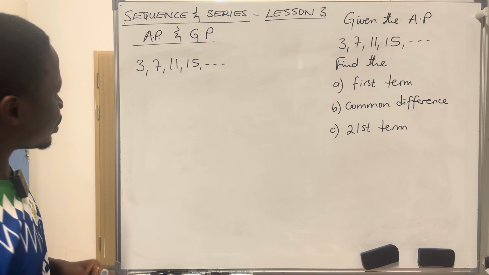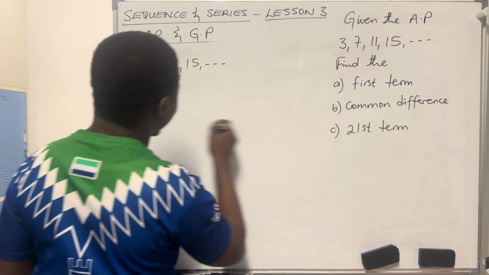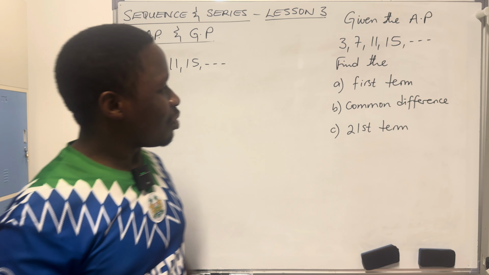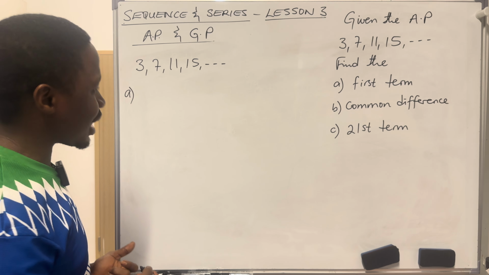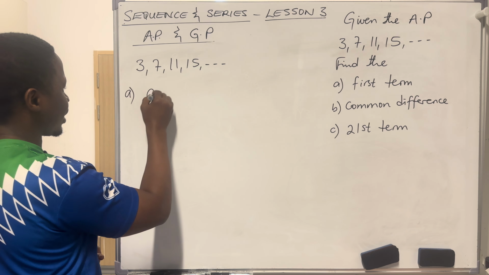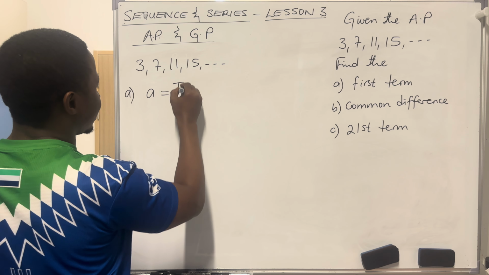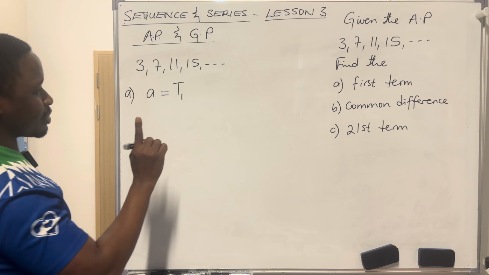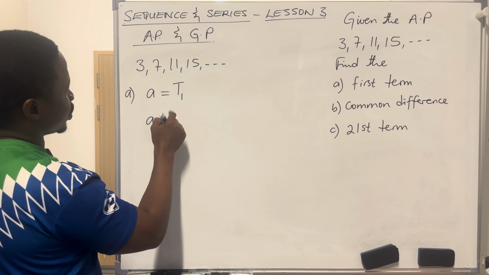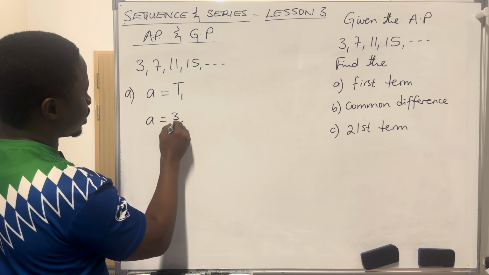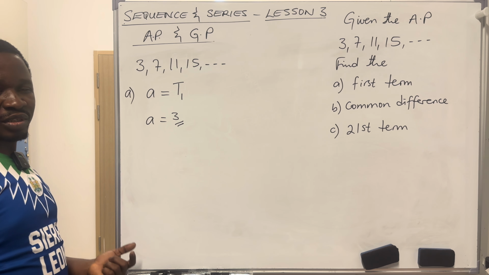So A, we want to find the first term. In AP and GP, the first term is denoted by letter A, and the first term is generally T1. So what is the first term now? That is the first number, which is 3. That is the first term. So simple.